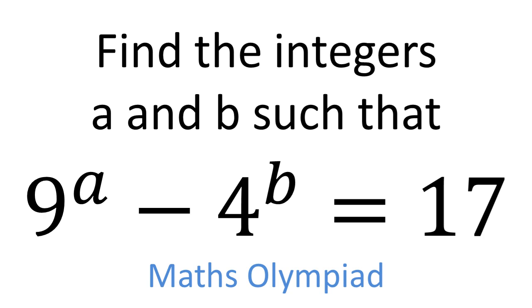In this Maths Olympiad question, we need to find the integers a and b such that 9 to the power of a minus 4 to the power of b equals 17. So here's our left-hand side, 9 to the power of a minus 4 to the power of b. We want that to equal 17.